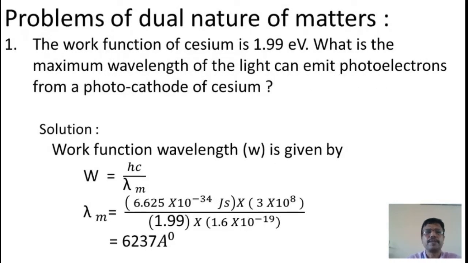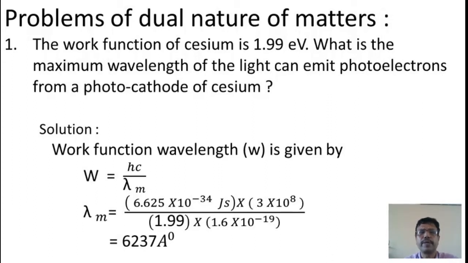Then the problems. Problem number 1: the work function of cesium is 1.99 electron volt. What is the maximum wavelength of light that can emit photoelectrons from a photocathode of cesium? Here the given data is work function W, W is equal to 1.99 electron volt. That is work function. The work function means the minimum energy necessary to eject electrons from the metal surface.